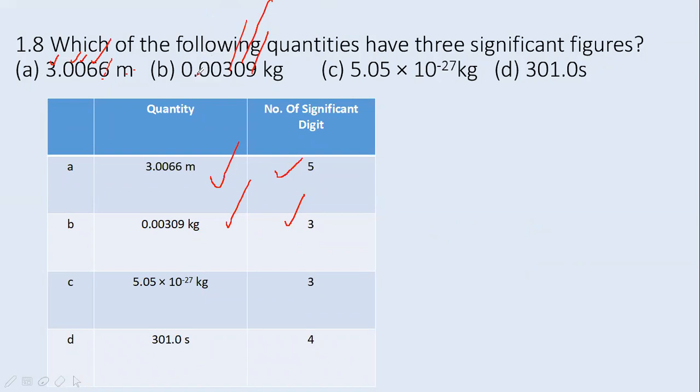After a decimal point, zeros to the right of the decimal point and before the significant figures are not significant. So these two zeros are not significant. So three numbers, this number has three significant figures.